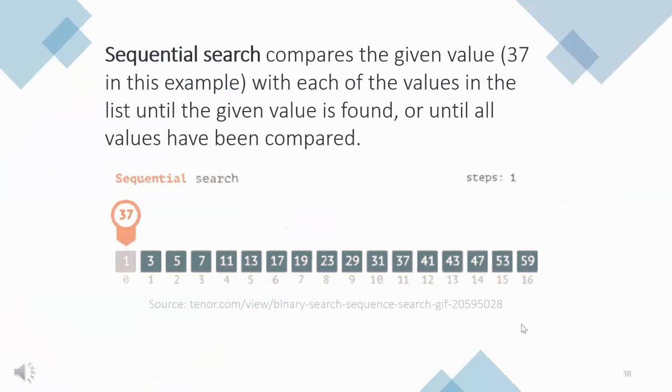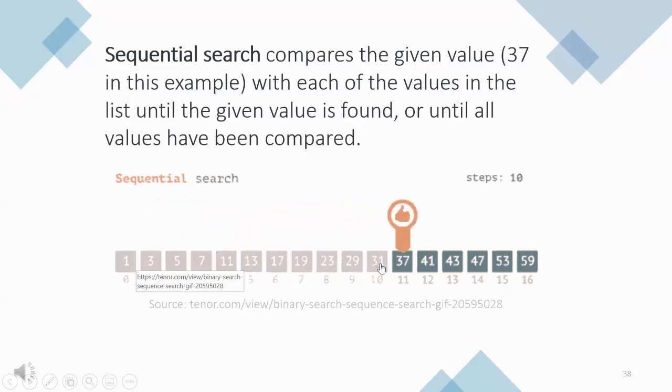Sequential search compares the given value, 37 in this example, with each of the values in the list until the given value is found or until all values have been compared.